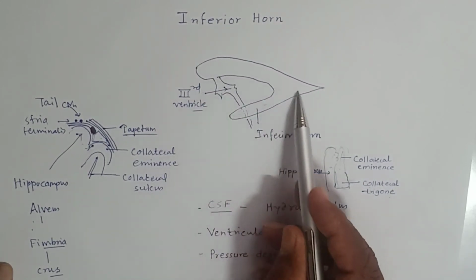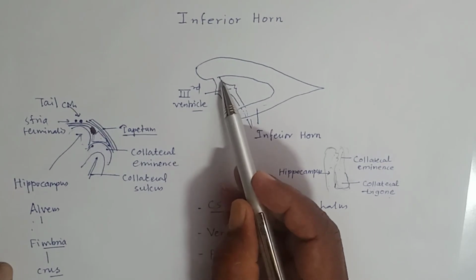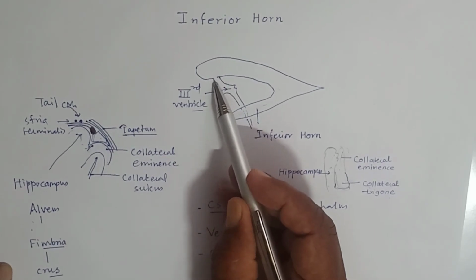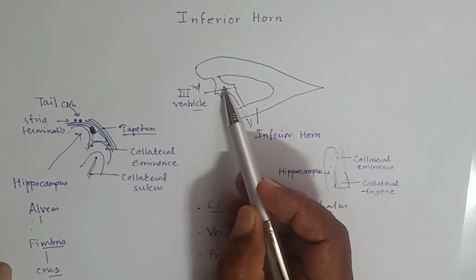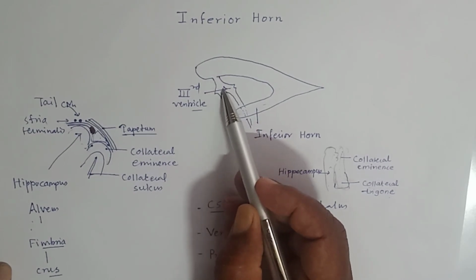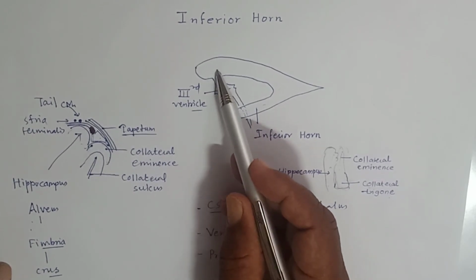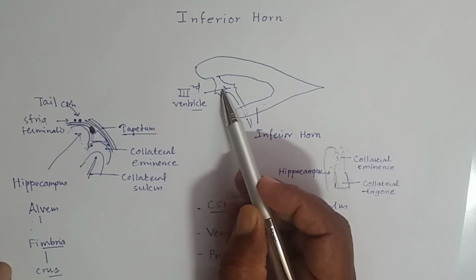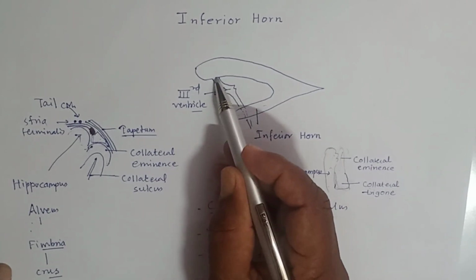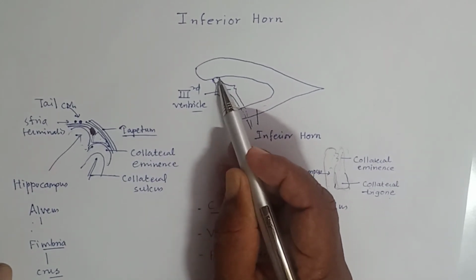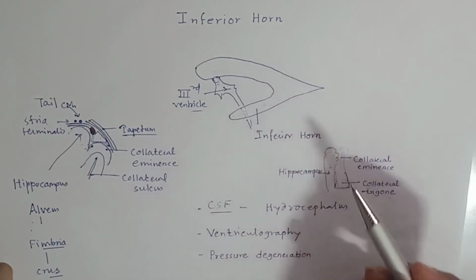The cavity of lateral ventricle is continuous with third ventricle, meaning it communicates with third ventricle. Each lateral ventricle communicates separately with the third ventricle through the interventricular foramen or foramen of Monro.